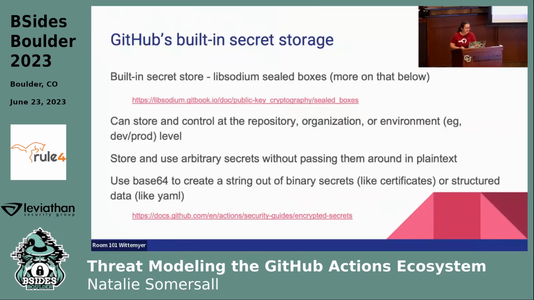GitHub has a built-in secret store. It is built on libsodium. So when I was calling a GitHub token, I can also store a credential from something else. And you can store and control this at the repo, org, or environment level. So it's a little bit different password management than a lot of your other CI systems. A big, important caveat here is for binary secrets like your SSL certificates, X.509 certs, or structured data like YAML, you need base64 to have a text string, and then you'll decode it on the other side.